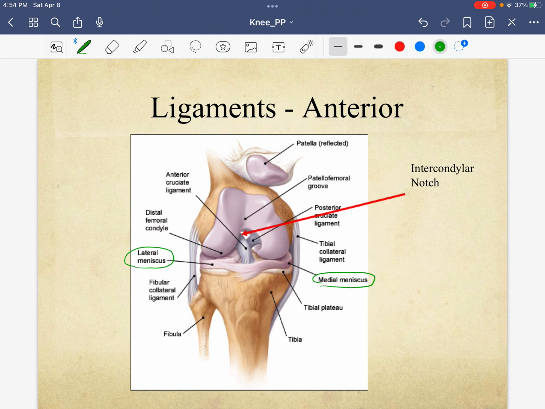And there's an added wedge of cartilage on the medial side. Look at that, great. And an added piece on the lateral side. So added pieces of thick cartilage for shock absorption.